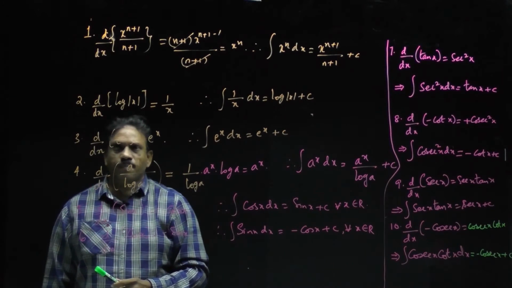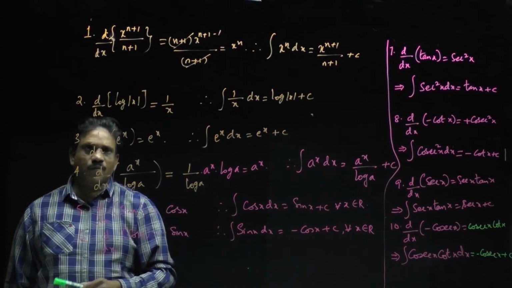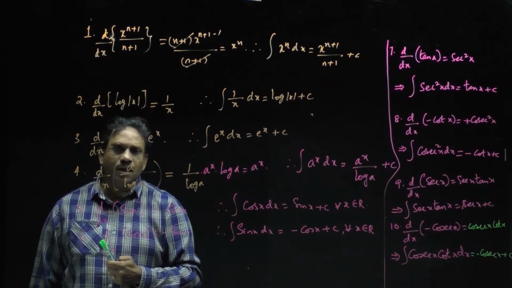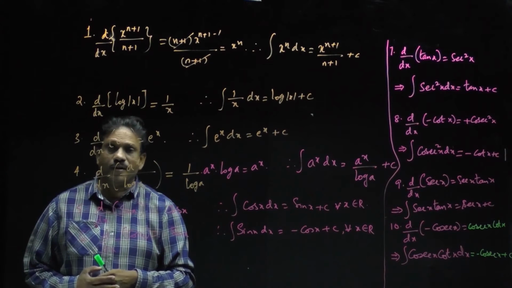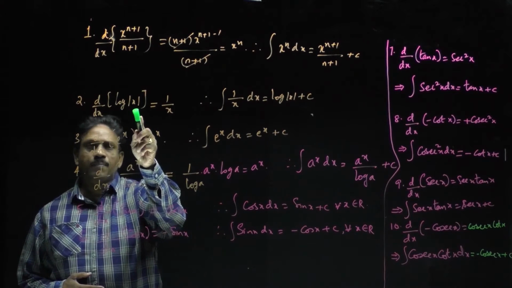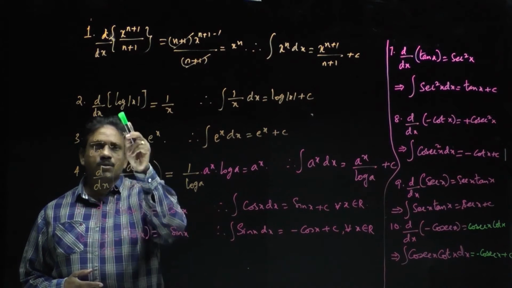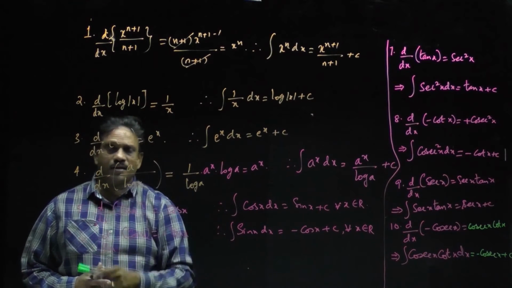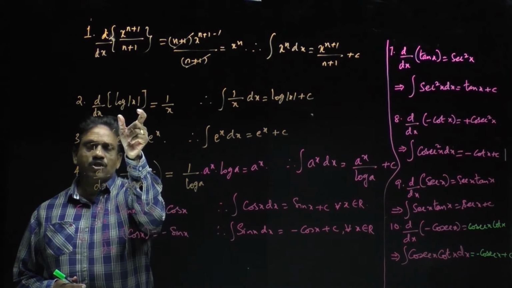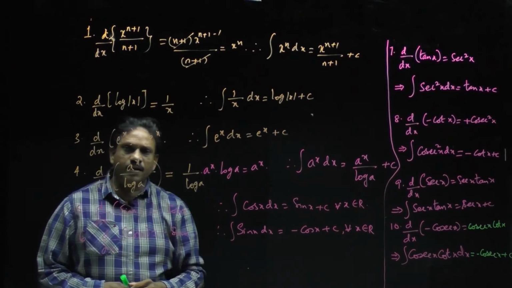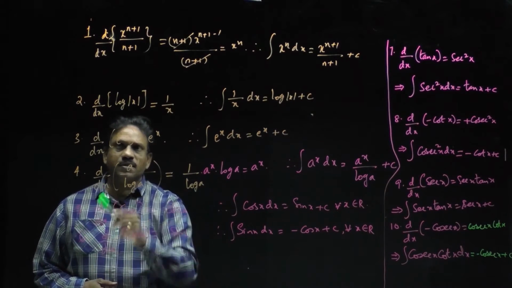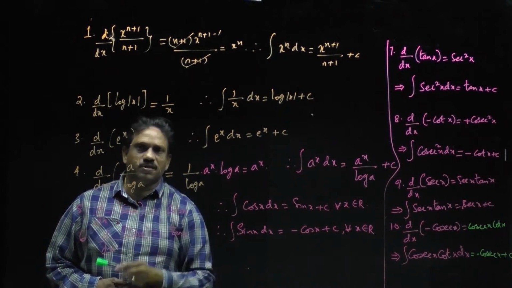Similarly, come to the next one. The derivative of log mod x. Of course, you can write log x also, because logarithm is defined only for positive values of x. That's why I mentioned the mod symbol here. The derivative of log x is 1 by x. Now the differential coefficient of log x you got as 1 by x. Now what is the integration of 1 by x? It is nothing but log mod x plus c.